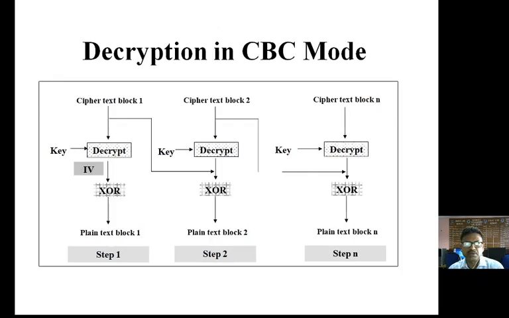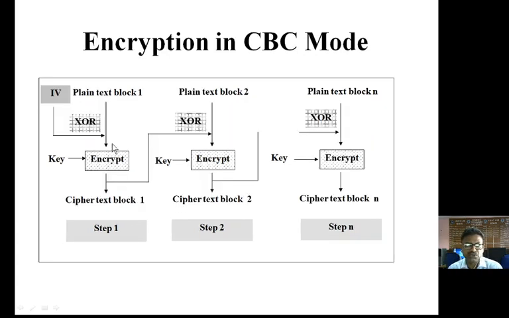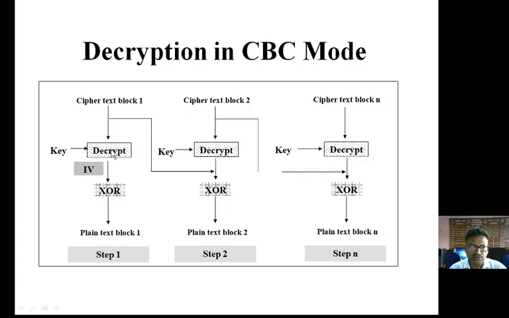Now, how does the decryption process happen? Ciphertext block 1 is the input, and first of all we decrypt ciphertext block 1. This is just the reverse of what we do in encryption mode. In encryption mode, we XOR the IV with plain text block 1 to get a certain value, and then it is encrypted. Whenever it is decrypted, first we decrypt with the help of the key, and then we XOR with the IV to get plain text block 1.